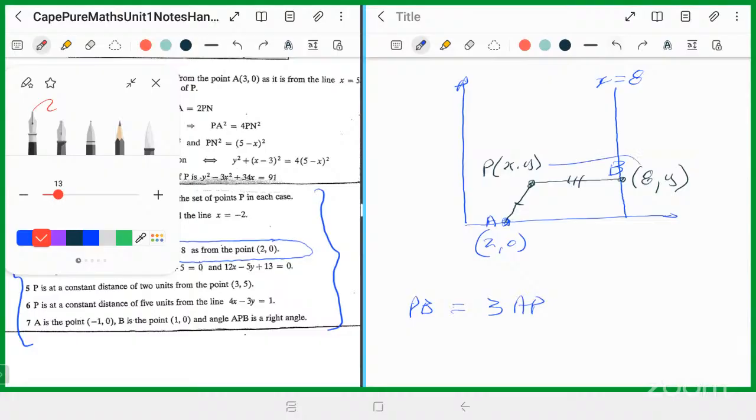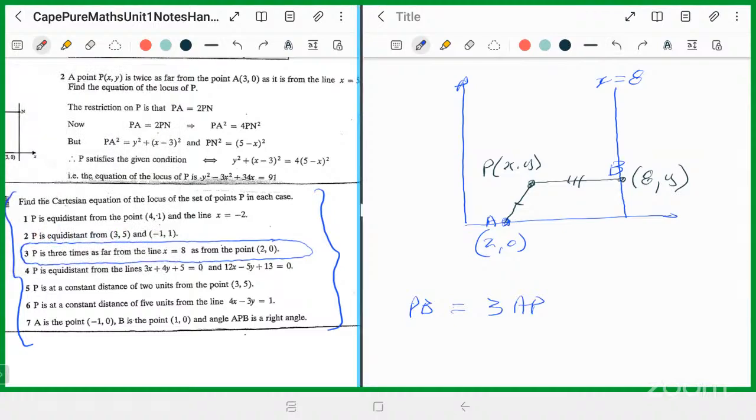Let's say this distance is 3 times away from that line as it is from this point. So that's what they have said. P is 3 times as far from the line as it is from the point. So the distance from the line is 3 times the distance from the point. And what is the distance PB? It is 8 minus x, because the two y values are the same. So this length is just 8 minus x. So you're going to write 8 minus x is equal.